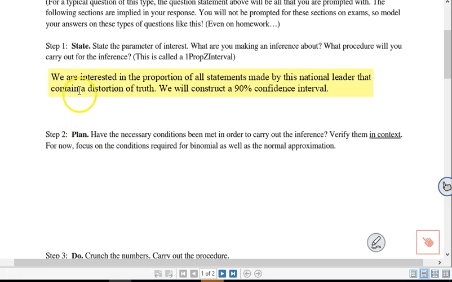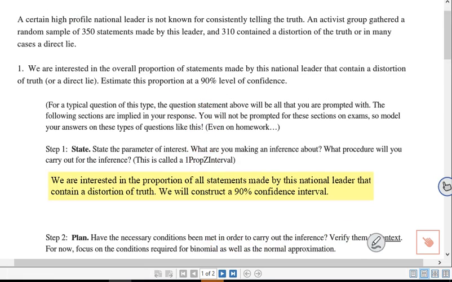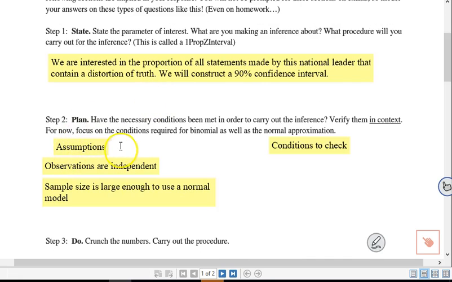Next, when we lay out the plan, really what we're asking is, we know what we want to do, but should we do it? Have the conditions been met? And we need to verify these in context. So we want to first clarify, lay out the assumptions we need to make, and then check in context whether they've been met.